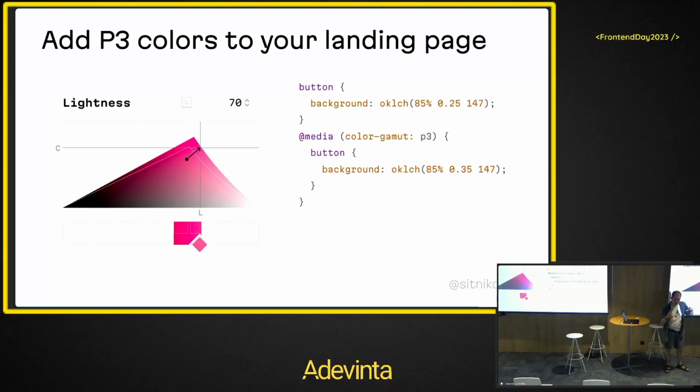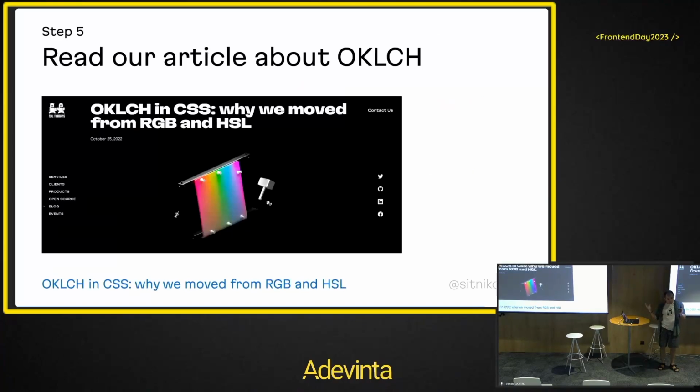Use a media query for the screens which support P3, and replace this color with the new version. And the last step, read our article about OKLCH. It has the same content as I described, but with more details and more technical information.